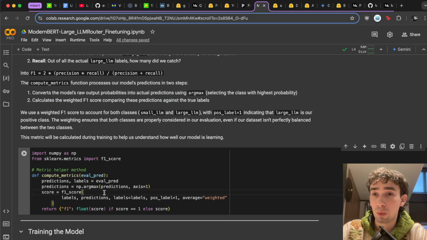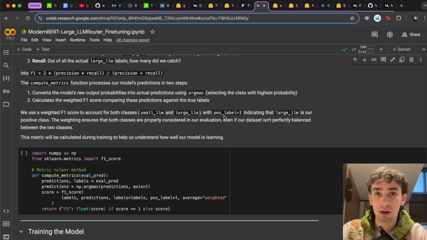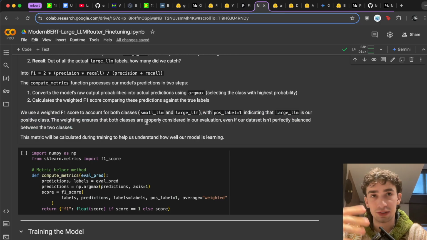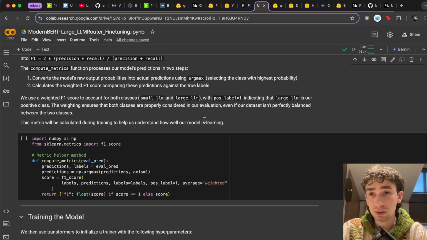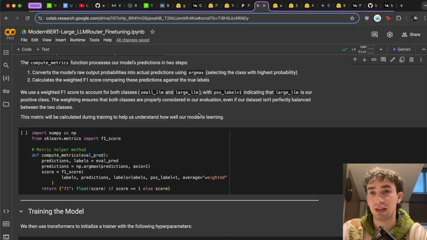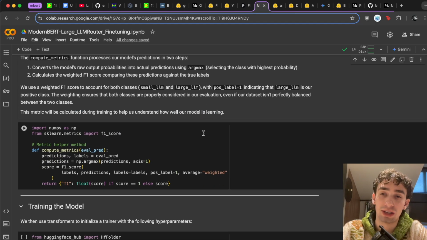We're going to be using weighted F1 scores to account for all of the classes and whether or not it's actually balanced, which means that there might be more entries that have small LLM or more entries that have large LLM, and it'll take into account all of this when running these scores. So we'll be calculating this during our training to help us understand how well our model is actually learning.